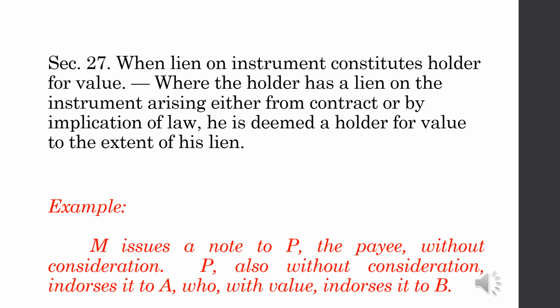What if B is not a holder in due course? Then M can set up the defense of absence of consideration. Now suppose, class, in the same example, B negotiates the note to C by way of a gift. Who is C in that example? C is a holder for value within the meaning of Section 26 as against M, P, and A. Why? Because M, P, and A became parties prior to the time when the value was given on the note by B.